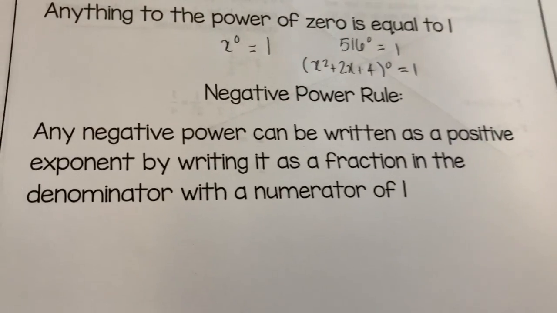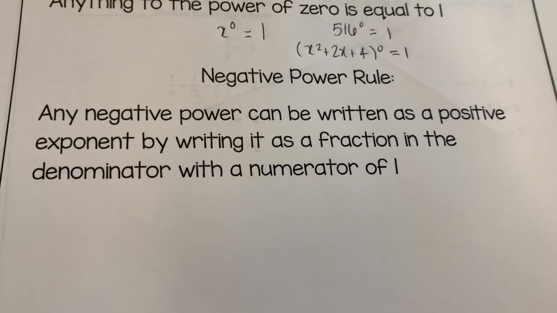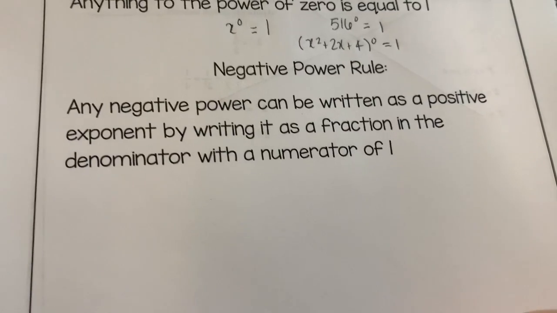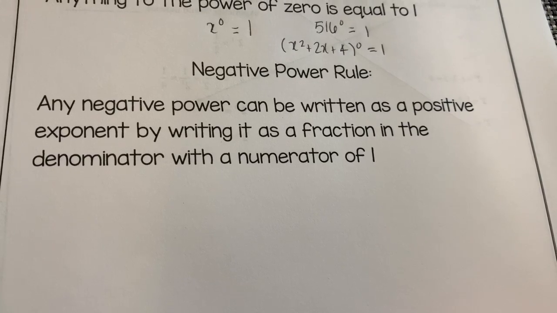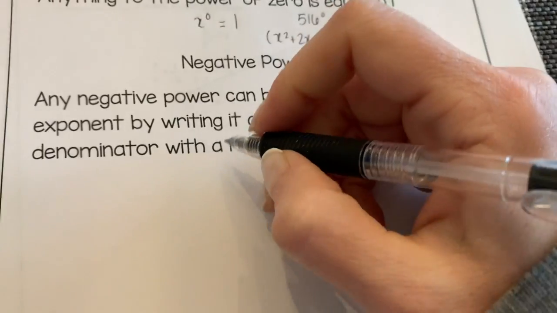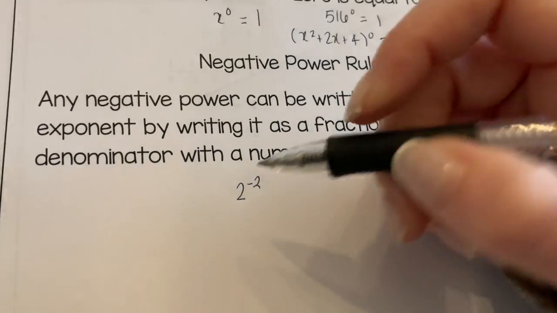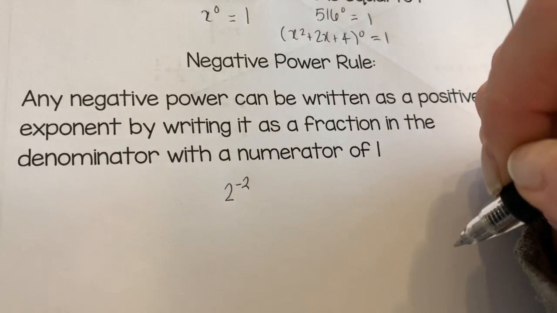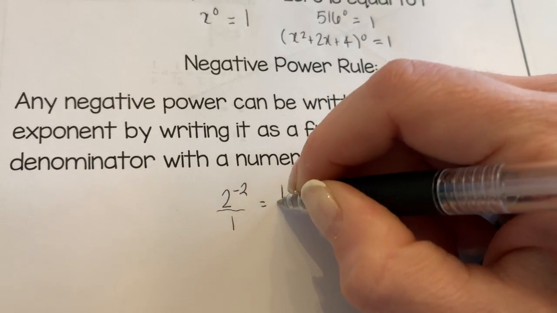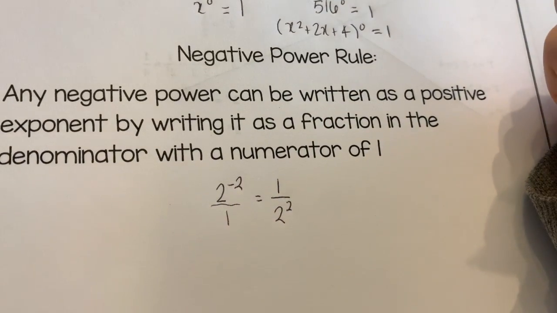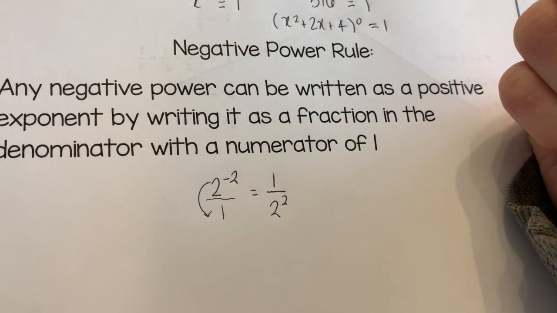Now there's this negative power rule, which I told you guys yesterday when we were dealing with those answers. We left them as negatives for now, but we can actually write any negative power as a positive exponent by writing it as a fraction in the denominator with a numerator of 1. So what does that mean? Let's say we have 2 to the negative second power. Basically, you're just putting it in the denominator, so it's really over 1, right? We're using the reciprocal. I flip it, put it in the denominator, and that exponent becomes positive. So you're just banishing it to the denominator, and then it becomes positive, okay?